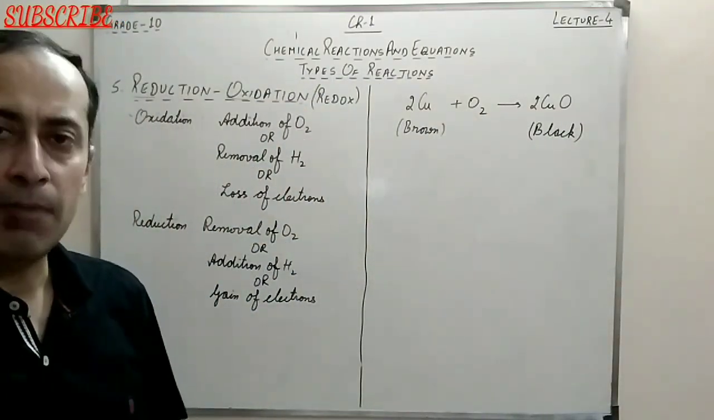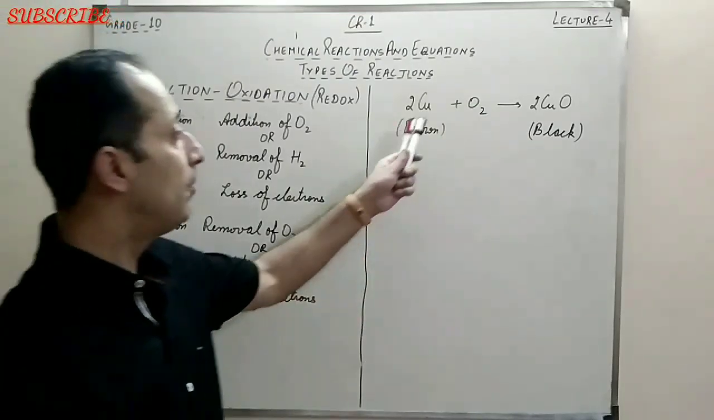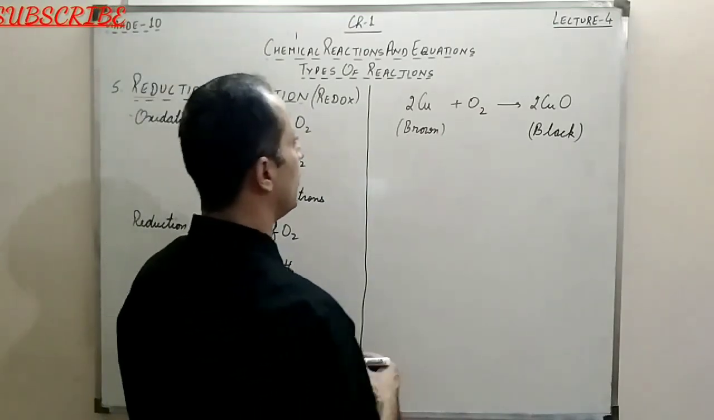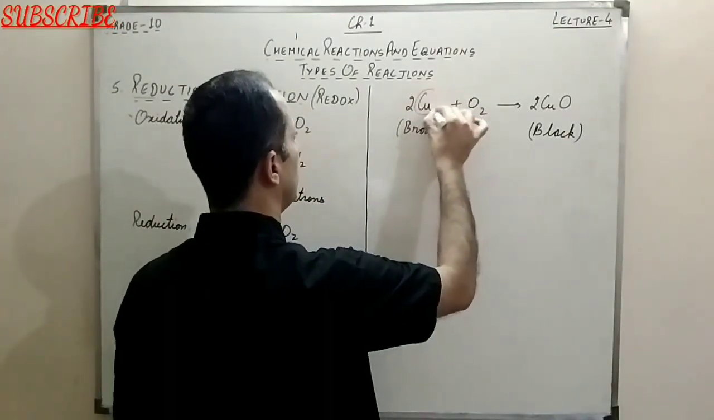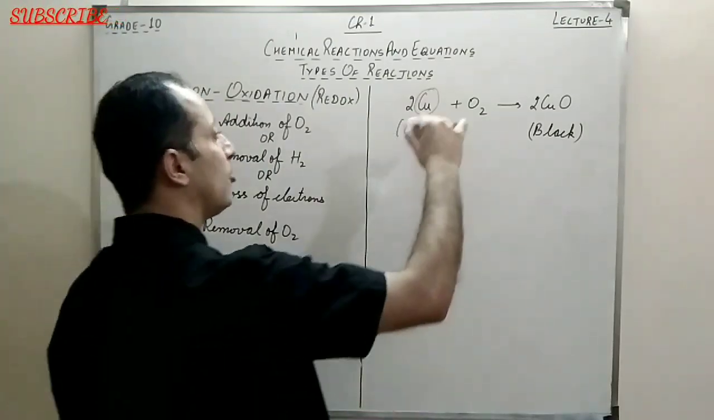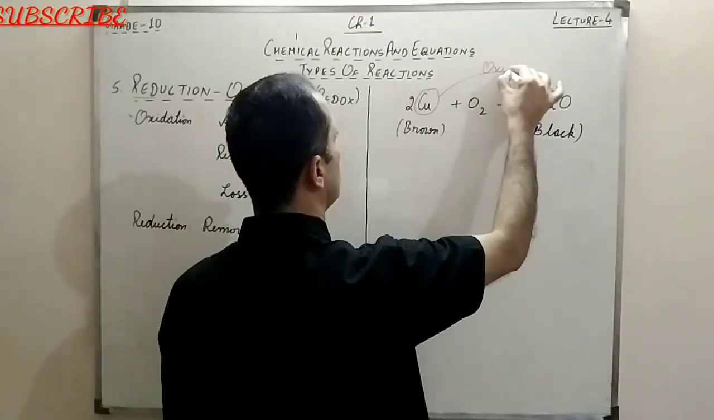So what happened here, if we talk about reduction and oxidation? This copper reacts with oxygen. Initially this copper was alone, there was nothing else. Now oxygen was added to it and the copper turns to copper oxide. So there is oxidation here.